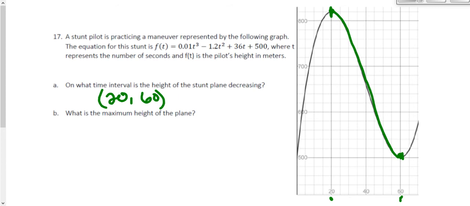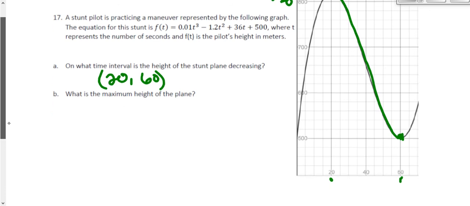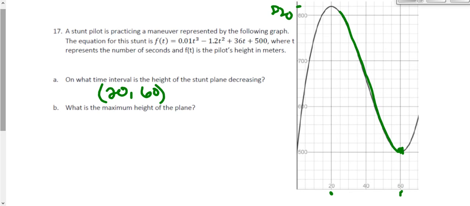The last question says, what is the maximum height of the plane? And if I take a look at this point a little bit more clearly here, it looks like it touches right there on the point, so I'm pretty sure that it's, let's see, this is 1, 2, 3, 4, 5 to go up 100, so it looks like it's probably 820. If I want to be positive that it's 820, I can do that in a couple of different ways. One of the ways is I know that this maximum height happens at time 20, right here. That's when he's at his maximum height.